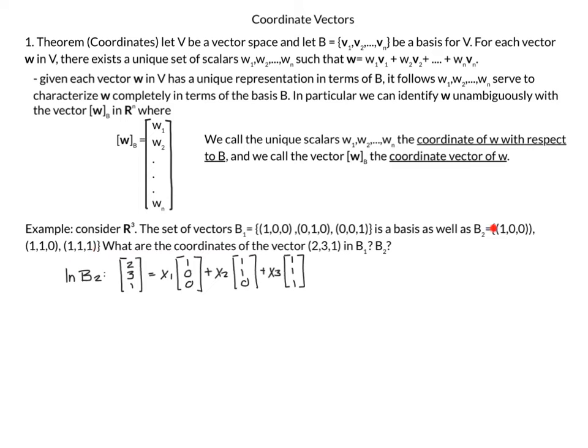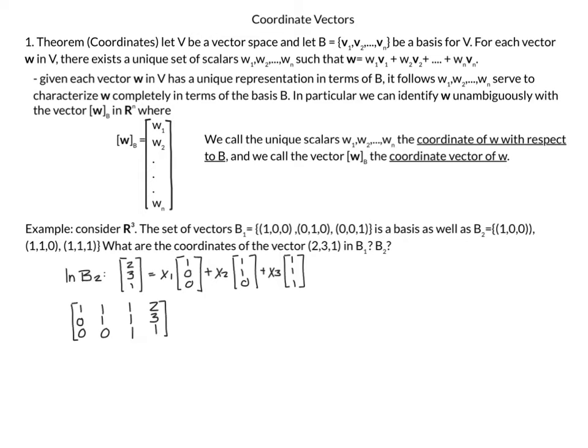B2, our basis vectors 1, 0, 0, 1, 1, 0, and 1, 1, 1, is a little bit harder, so we want to find a linear combination of our three basis vectors. x1, x2, x3 are our scalar multiples, and that equals 2, 3, 1. So it's a little bit harder, but totally doable.